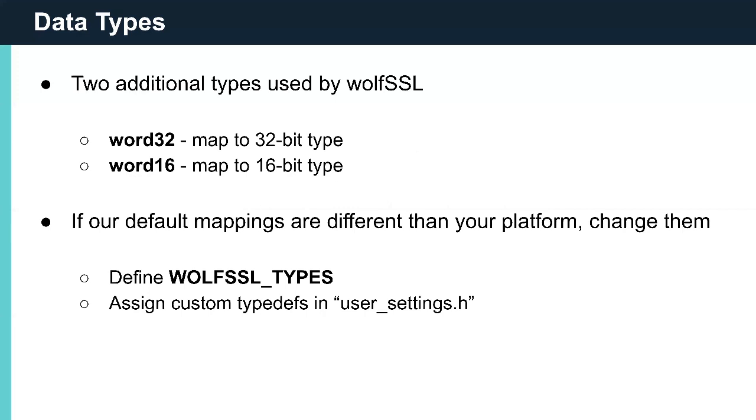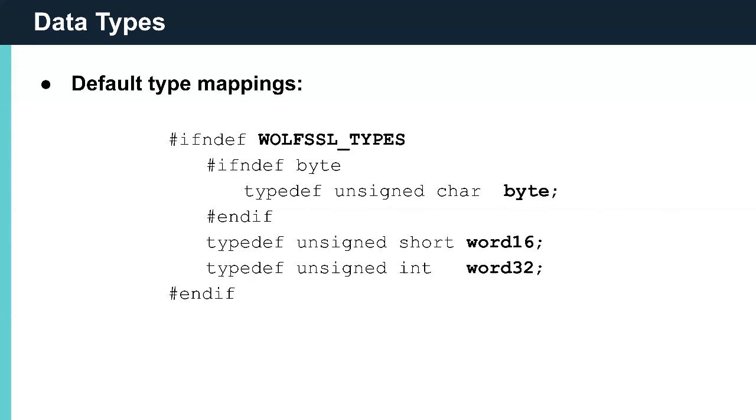We use two additional types that we call word32 and word16. Word32 would map to a 32-bit type and word16 would map to a 16-bit type. If our default mappings are different than what you require on your platform, you can change them by defining WOLFSSL_TYPES and then adding your own typedefs in user_settings.h. So this is what our code looks like internally. Unless you define WOLFSSL_TYPES, we're going to define word16 to an unsigned short and word32 to an unsigned int. We also have a byte type that we typedef to an unsigned char.